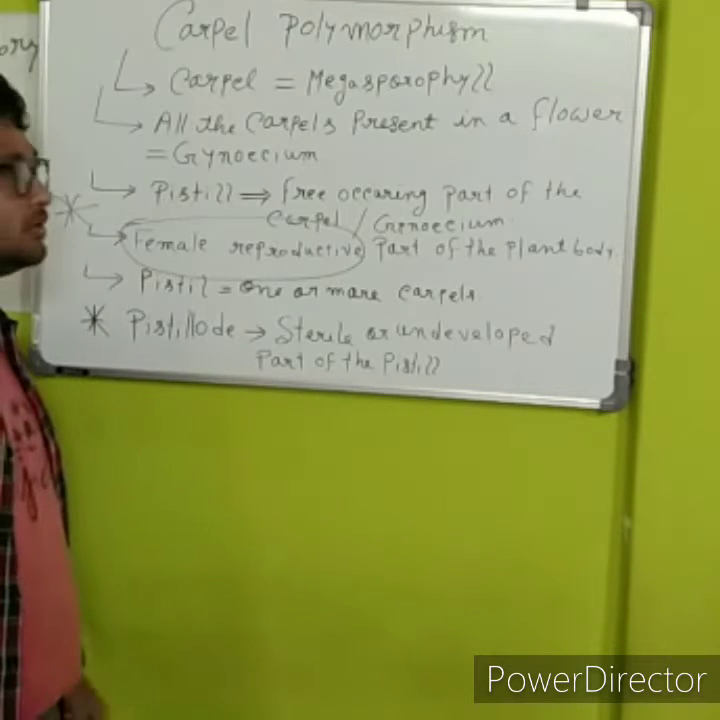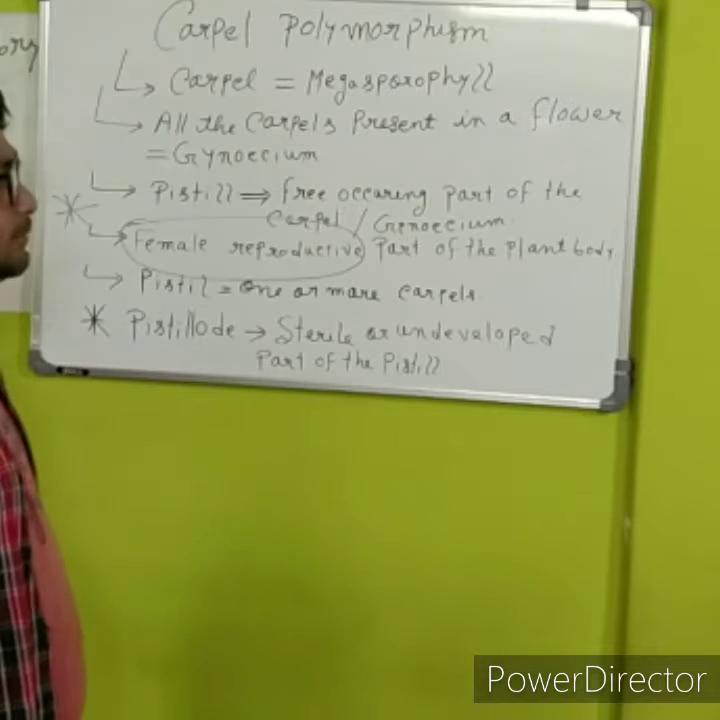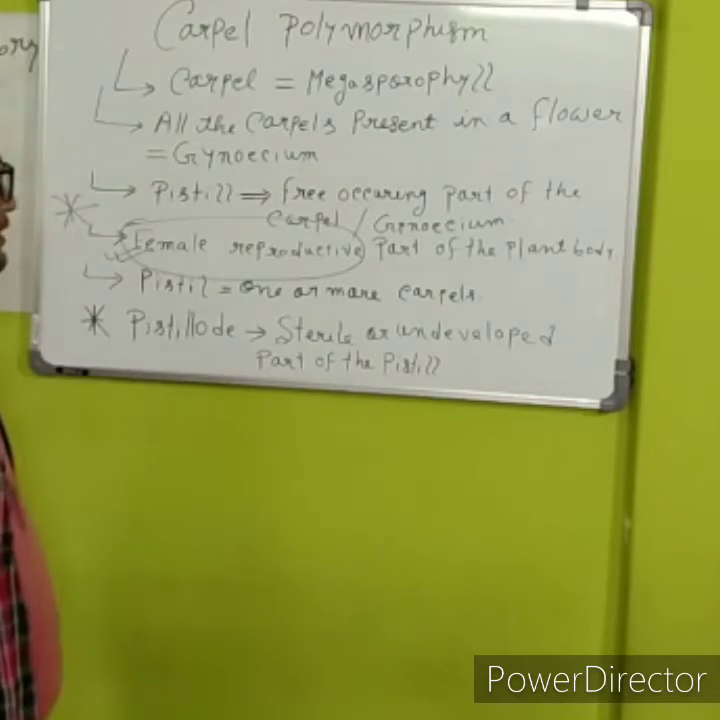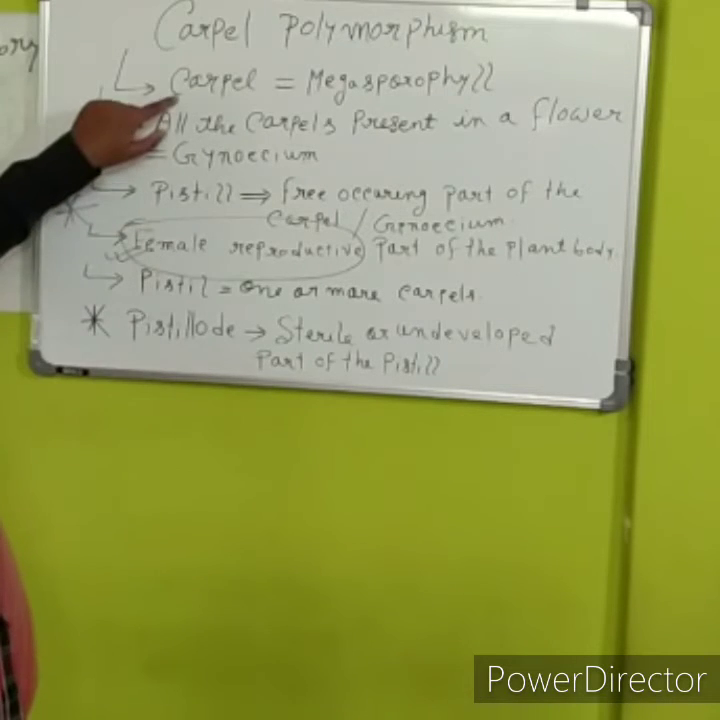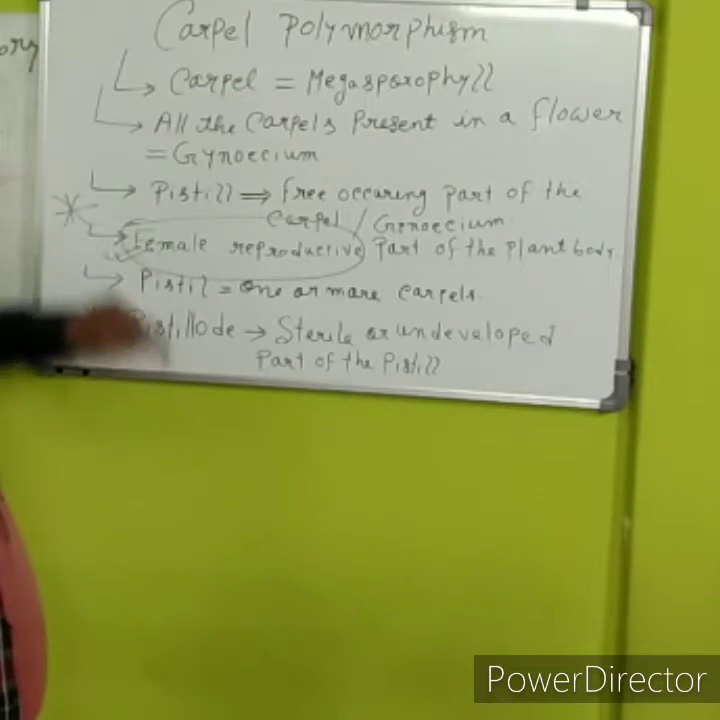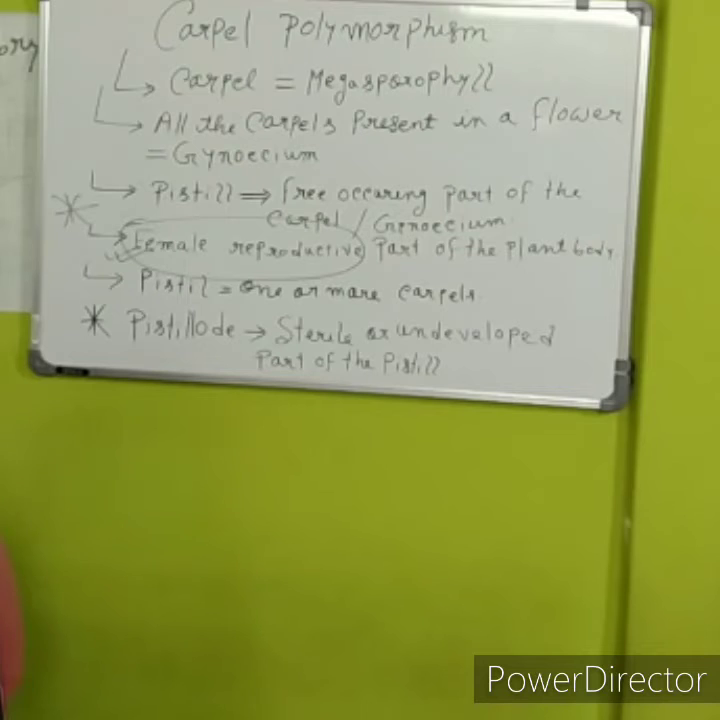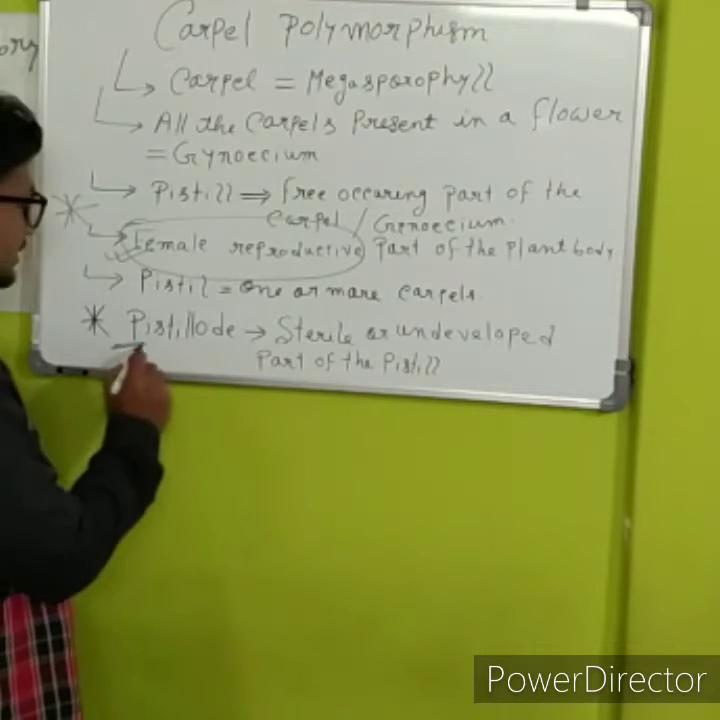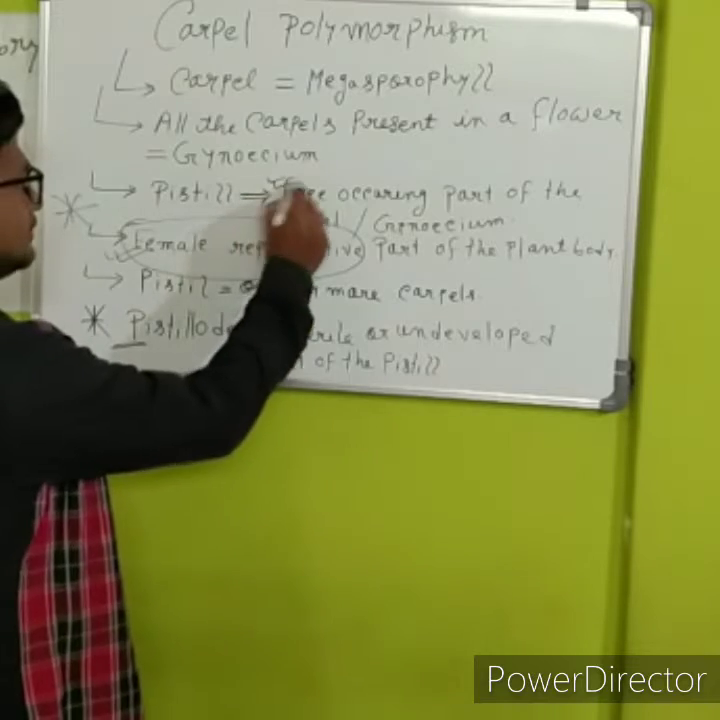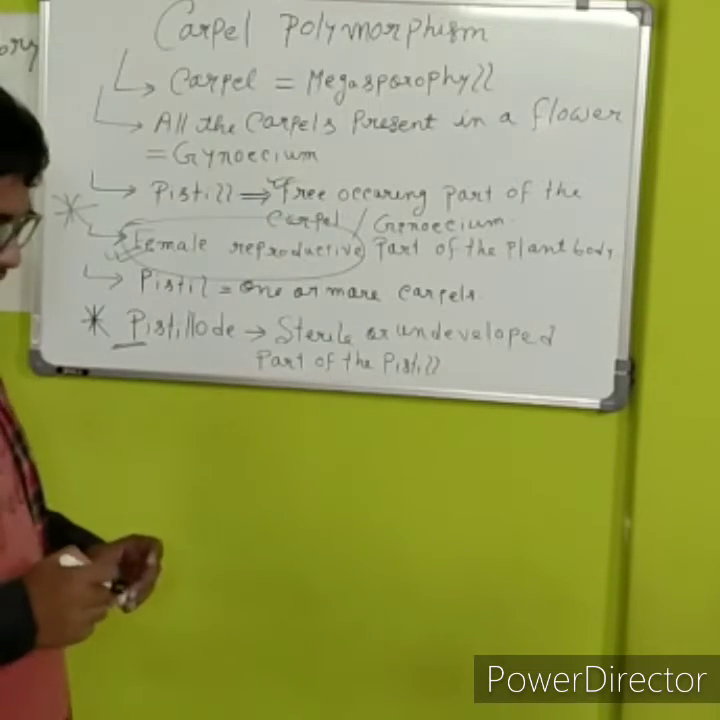As we already know that the flower is the reproductive part of the plant body, and the female reproductive part is the gynoecium, which is equivalent to carpel and megasporophyll. From the megasporophyll, the female reproductive part will develop, and the pistillode term represents the sterile or undeveloped part of the carpel, while the pistil is the free occurring part that is present in the carpel.